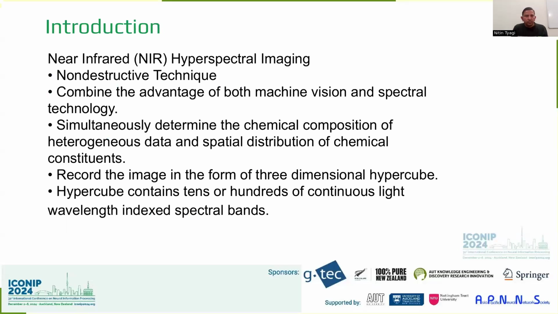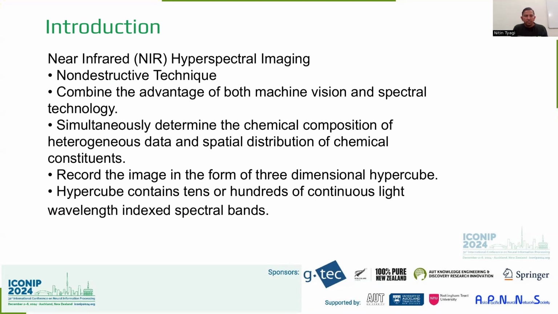Now the introduction. Near-infrared hyperspectral imaging is a non-destructive technique that captures the internal information of the target object without causing any damage or harm to it. It combines the advantages of both machine vision and spectral technology. Basically, it simultaneously determines the chemical composition of heterogeneous data and the spatial distribution of chemical constituents.